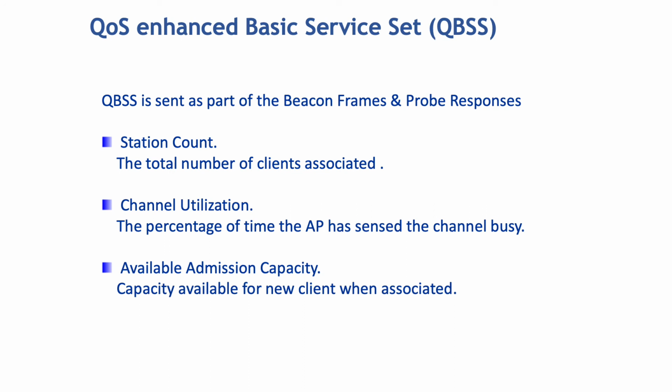The access point can tell the station, for example, the total number of clients which are currently associated, the channel utilization, the percentage of time the access point has sensed that the channel is busy, and the available admission capacity, the capacity available for a new client when associated. If that particular access point is too busy, too heavily loaded, then the station may have the possibility, for example, of associating with another access point which can guarantee a higher quality of service.